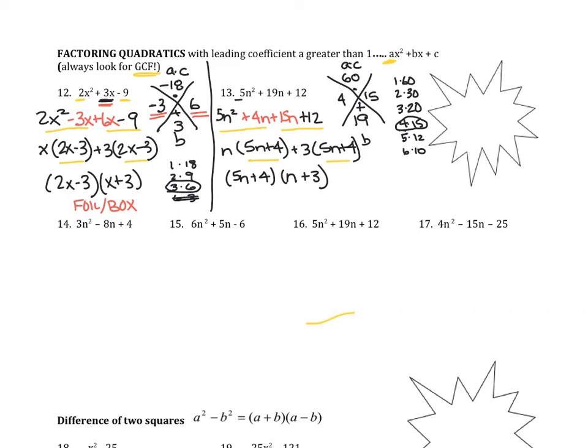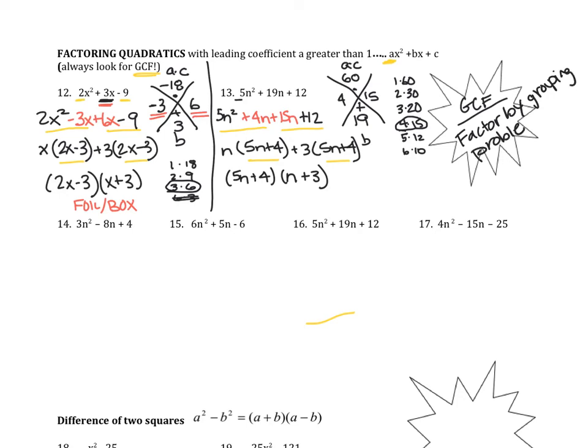So when you're doing these types of problems, make sure that you look for a GCF first. That can simplify your math. And secondly, don't forget you're changing this to a factor by grouping problem.